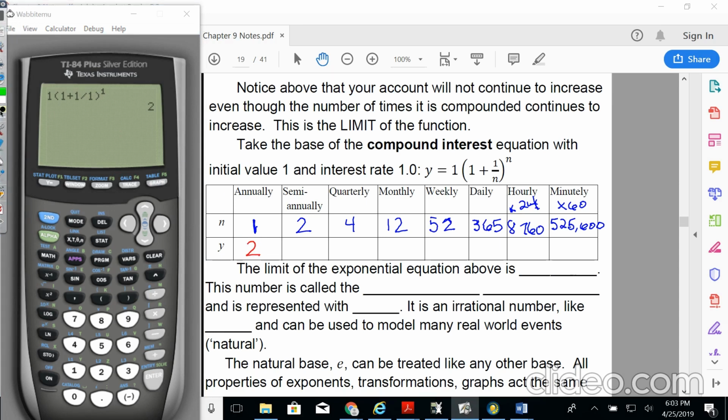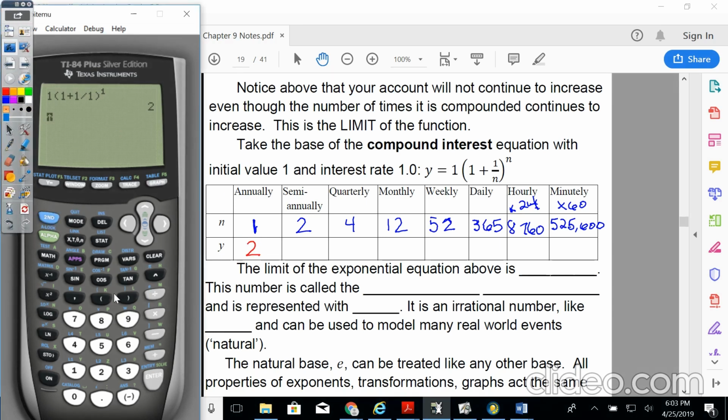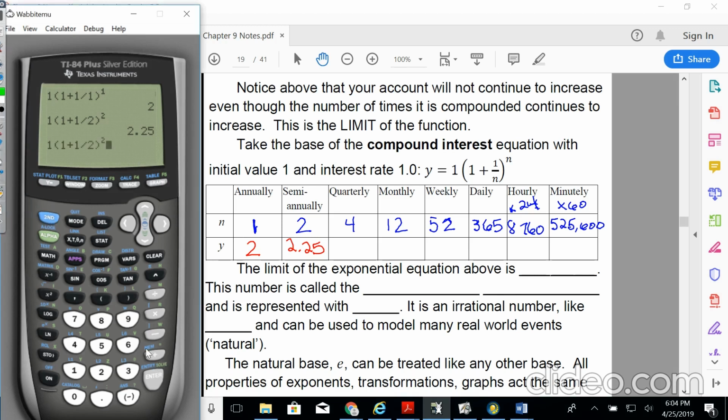So now I'm just going to copy and paste and change the exponent and the denominator. The exponent becomes 2 for the next one, and 2 for the denominator. And here we get 2.25. I'm not going to write them all, but you can just copy them. Changing this one to a 4, and this one to a 4: 2.44.